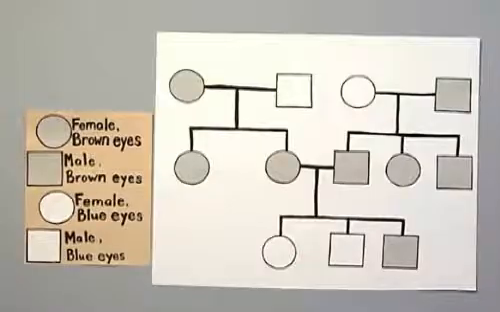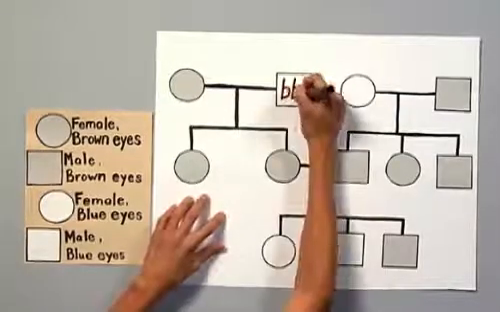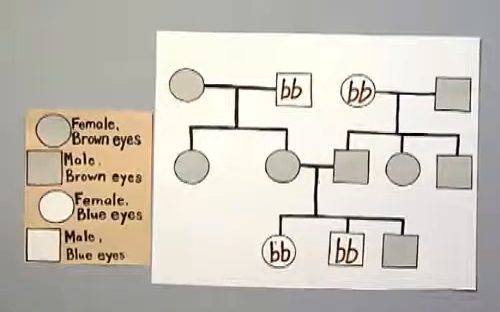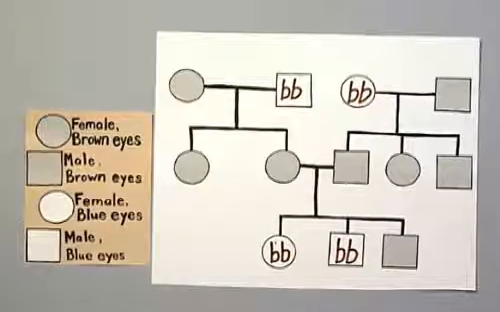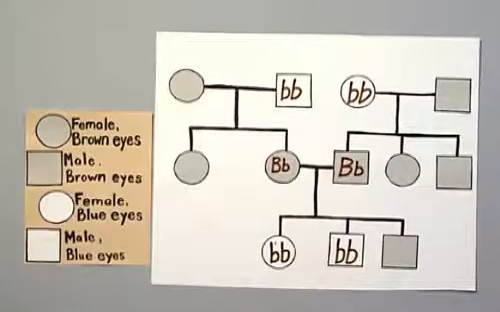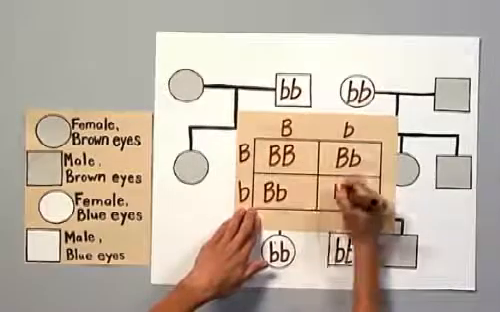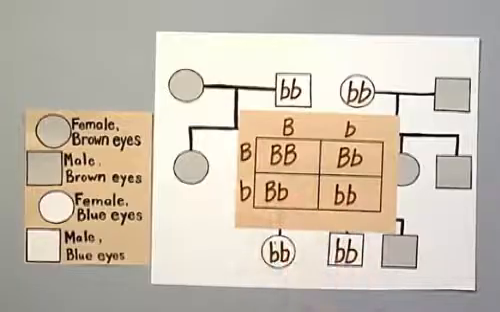How can this happen? If we assign genotypes to the individuals, we can start to figure this out. Brown eye coloring is a dominant trait to blue eye coloring. So anyone with blue eyes, we can label little b, little b, or homozygous recessive. If the parents of the 3rd generation have brown eyes but have blue-eyed children, they must be heterozygous: big B, little b. We know from using a Punnett square that 2 heterozygous parents can produce offspring that are homozygous dominant, heterozygous, and homozygous recessive.